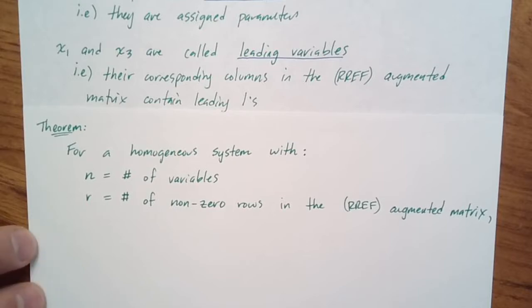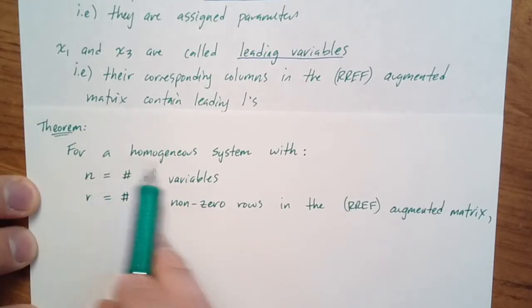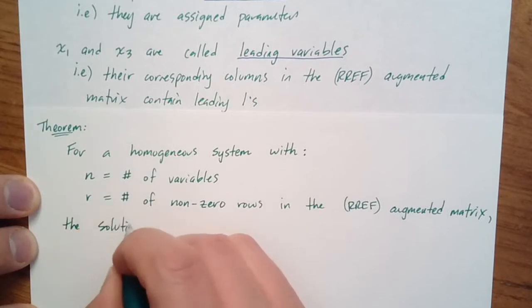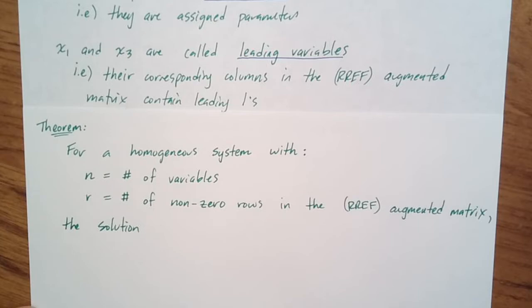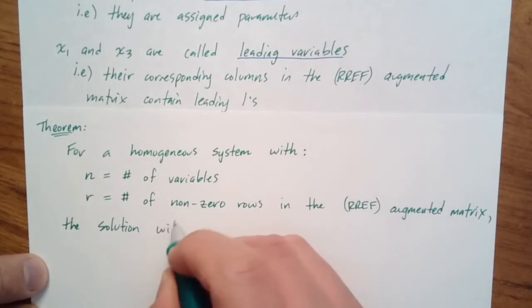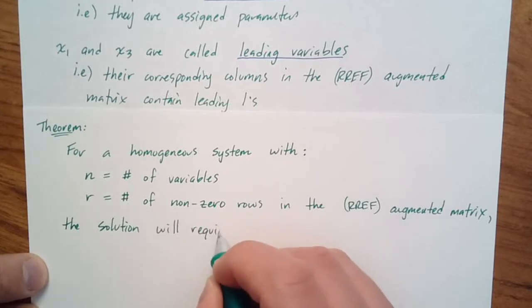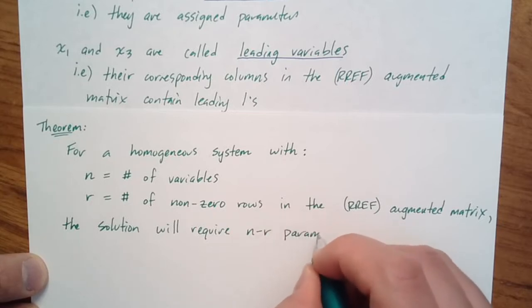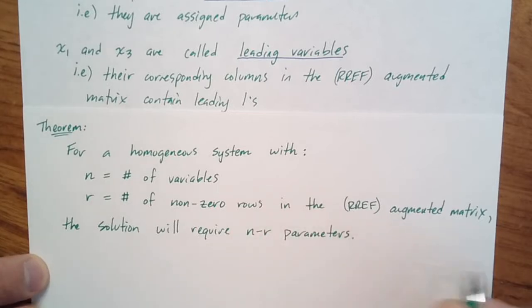This is what you can say. This is what the theorem tells you. The solution to this homogeneous system will require, well, you can tell exactly how many parameters you're going to need. It's going to be n minus r. Take these two values and subtract. Solution will require n minus r parameters. Or equivalently, another way to say this would just be to say that there's going to be n minus r free variables.